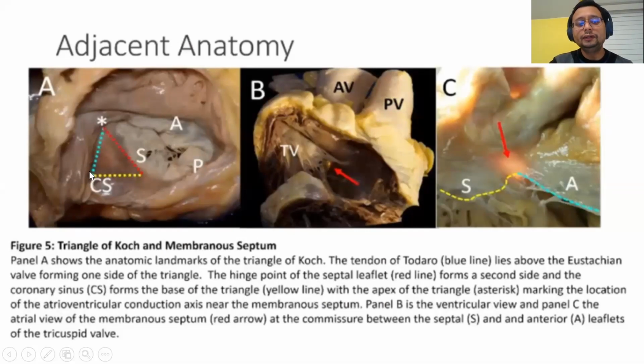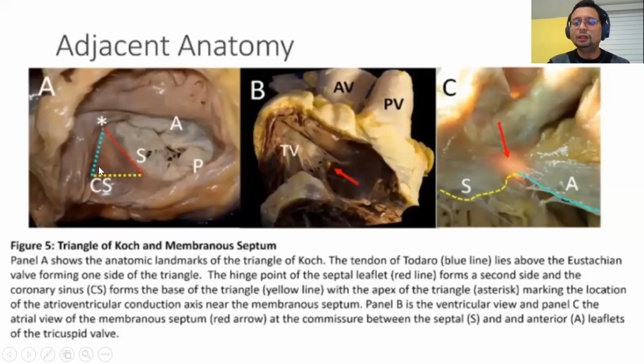And this here, okay, is what we call the tendon of Todaro. The tendon of Todaro is just a small tendon, a small ridge at the side here. So the tendon of Todaro, the coronary sinus, and the insertion of the septal leaflet of the tricuspid valve. So this is called the triangle of Koch.